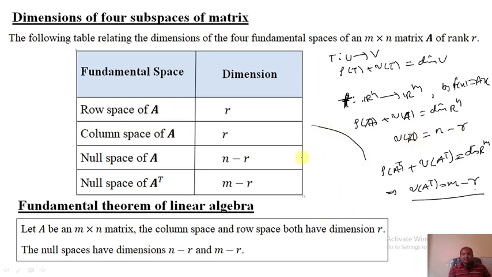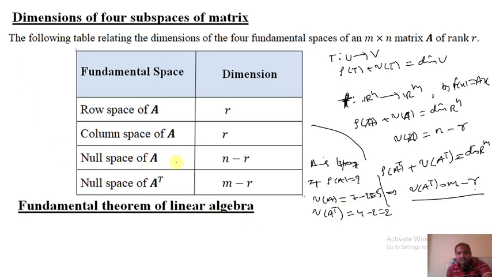So if it is given any matrix, like A is a 3 by 5 matrix, 3 by 7 matrix or 4 by 7 matrix. Suppose the rank of A is 2, what is the null space of A? Null space of A is 7 minus 2, that is 5. What is the null space of A transpose? It is 4 minus 2, that is 2. Here m is 4, n is 7. Keep that. Now, previous example.